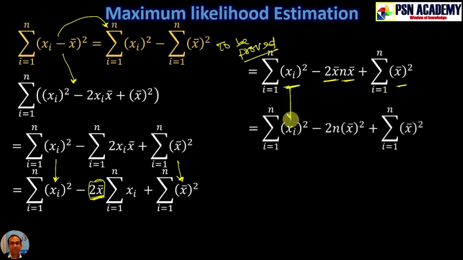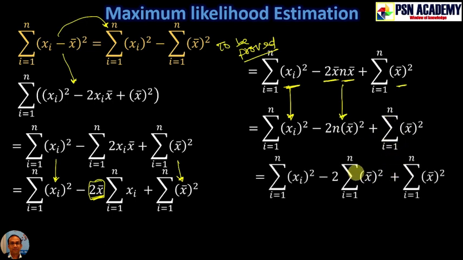So this is the first term, you don't have to do anything. You see the second term, 2n x bar whole square, and this third part is here. Now n times x bar whole square means x bar whole square, you add n times, right? So this part is this, right?